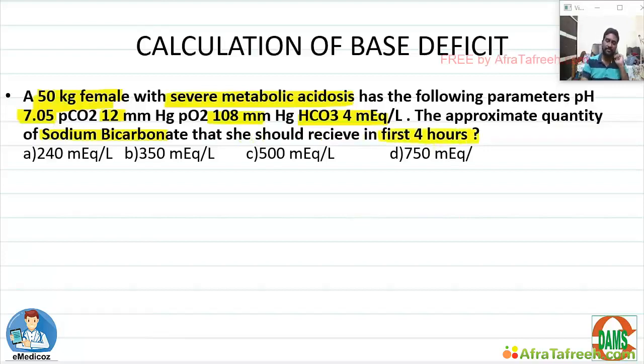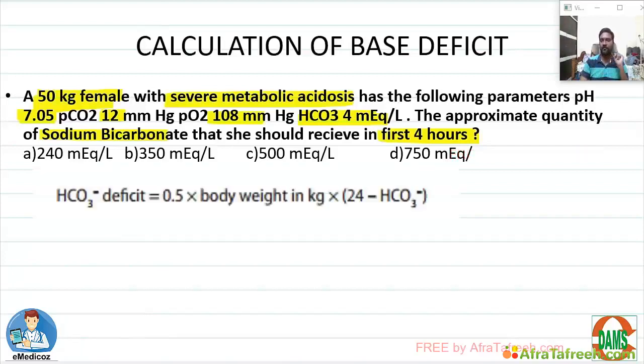So for this we should calculate the base deficit. They're asking how much base should be added in the first 4 hours so that you can improve the pH. We have a formula for base deficit. Base deficit is equal to 0.5 into body weight. This is from the recent CMDT 2019: 0.5 for females and 0.6 generally for males.